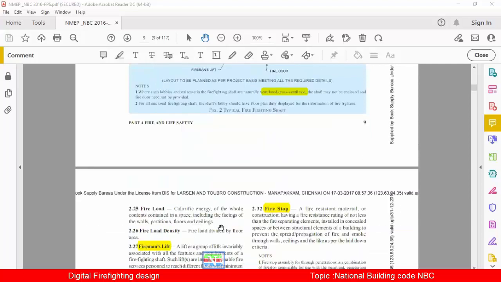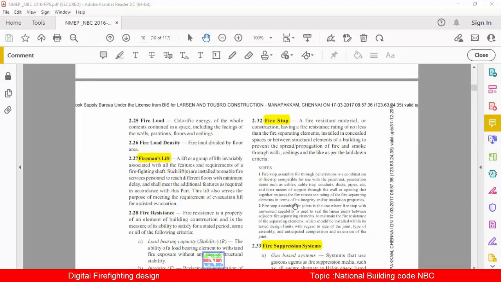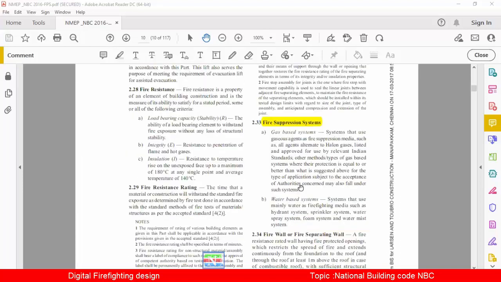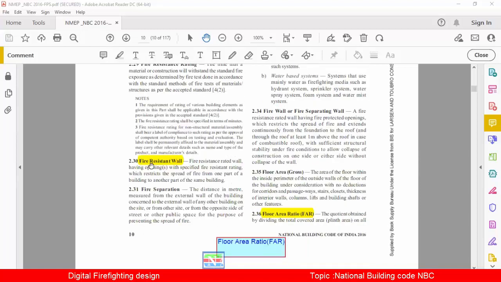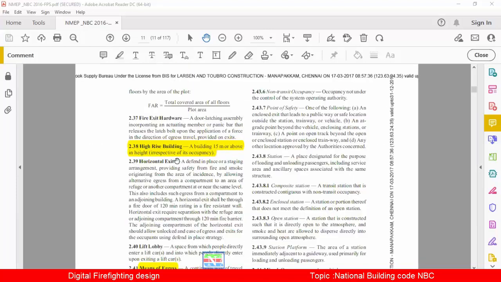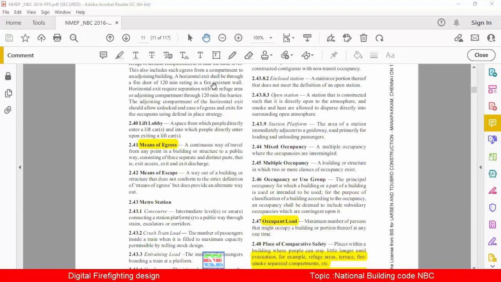Fireman lift, fire stop. Fire suppression we will learn, right? Right, sir. Gas based or water based. Fire resistance wall. Floor area ratio, just go through it. High rise building is above 15 meters. Means of egress. What does means of egress mean? The path one person will travel. So means of egress means the path where a person will escape. That is called means of egress.